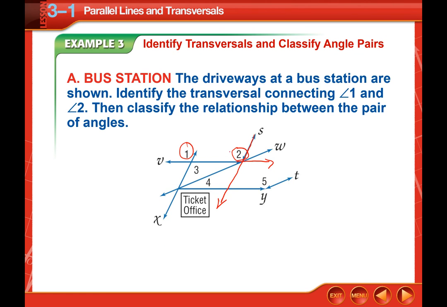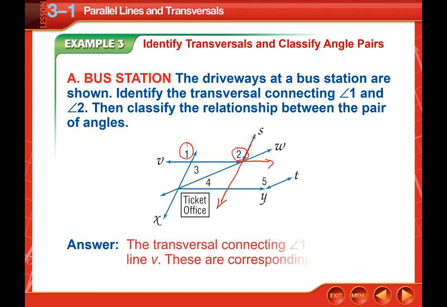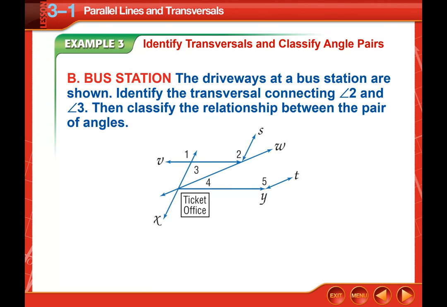If they are on the same side, and also same side of the lines and same side of the transversal, what are these known as? Corresponding angles. So the answer here is I identify the transversal as line V, and angle 1 and angle 2 are corresponding angles.